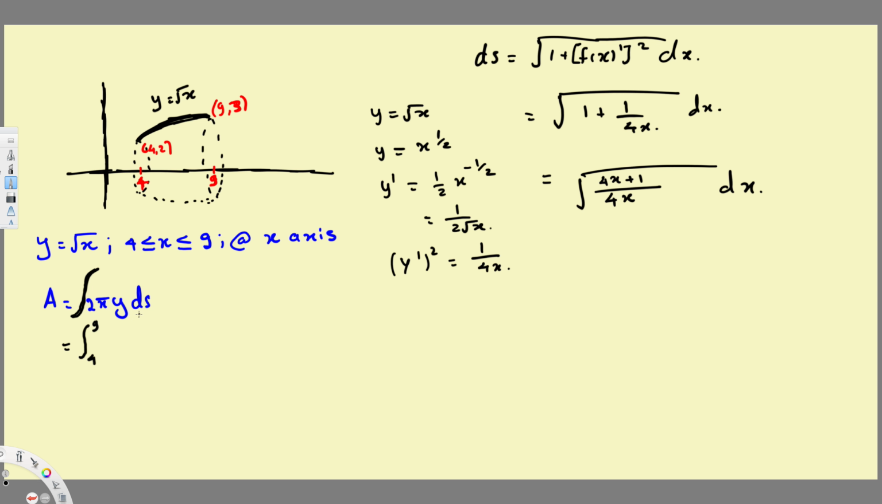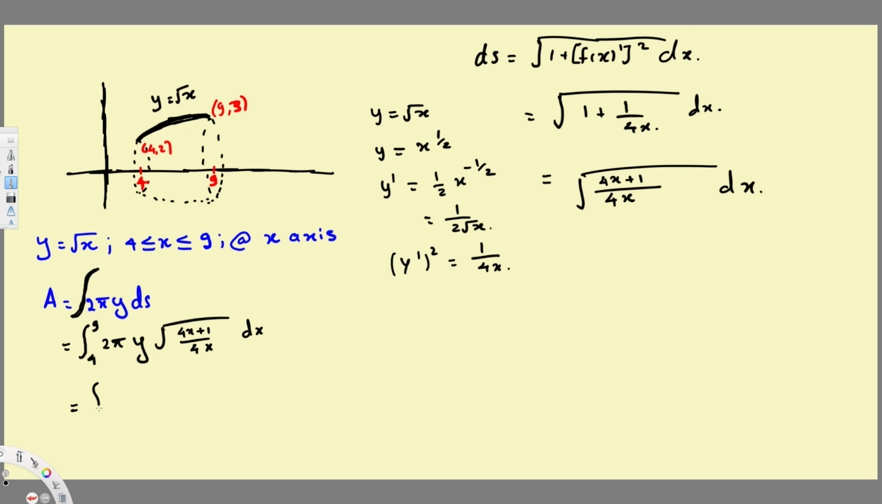2 pi y ds. So 2 pi y is going to remain the same, and ds is the value we found already, that is the square root of 4x plus 1 over 4x, dx. Since this is in dx, we have to turn this y into terms of x. Then only we can do the integration, right? If you notice the question, we already have y is equal to root x. So we can just plug in root x instead of y right here.